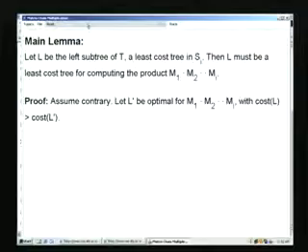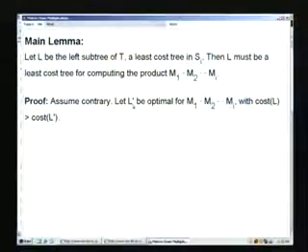And the proof of this follows in the standard dynamic programming like argument. So, we are going to assume the contrary. We will assume that L prime is the optimal or the best tree for this product M1 through Mi, and the cost of L is actually greater than the cost of L prime, which has to be the case if we want to claim that L is not optimal. So, L has cost strictly bigger than L prime.